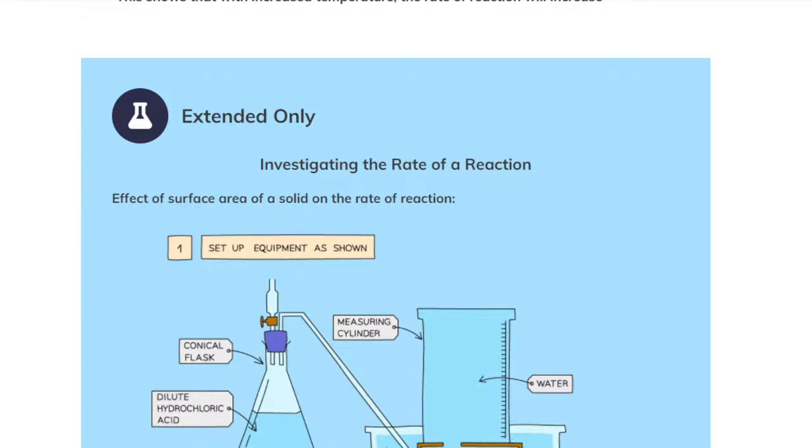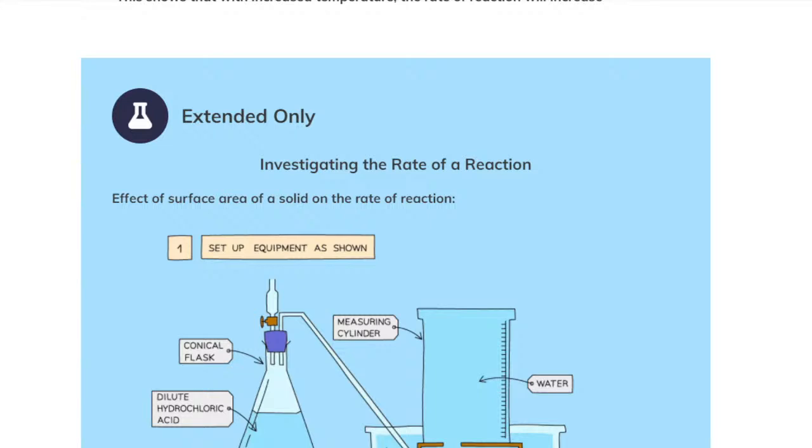So the first thing is the effect of the surface area of a solid on the rate of reaction. We've learned that the bigger the surface area, the faster the rate of reaction, because the particles will collide more often and more successfully, and therefore this leads to a faster rate of reaction. So now, how can we test this?